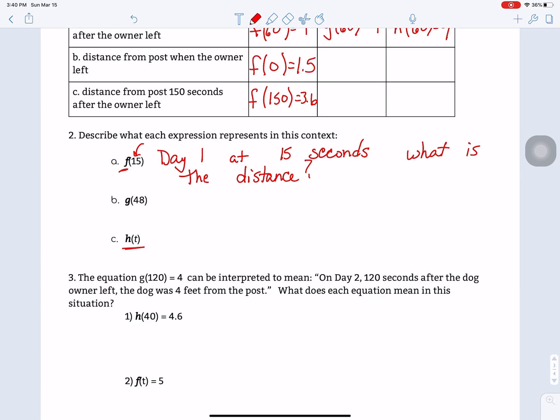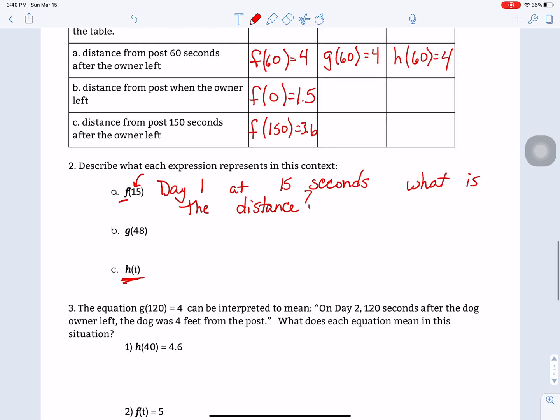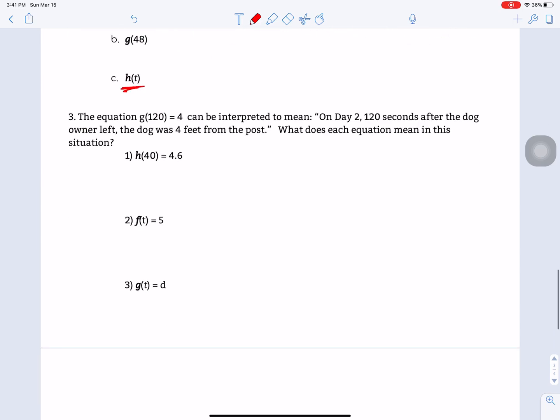The last one, this just becomes more of that formula. So looking at which day would relate to h, it happens to be day 3. And so it's just saying that's our function of our time versus our distance. This one here has different equations. So equation g of 120 equals 4 can be interpreted to mean on day 2, we know it's day 2 because of the g here, 120 seconds after the dog owner left, the dog was 4 feet from the post.